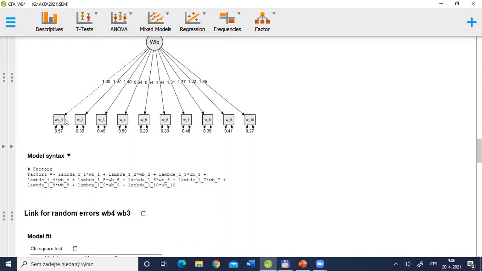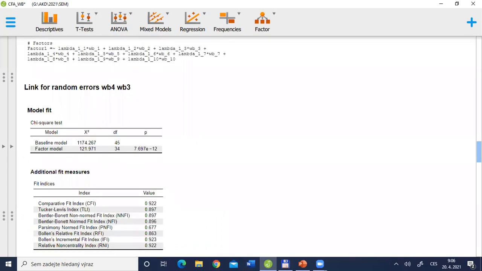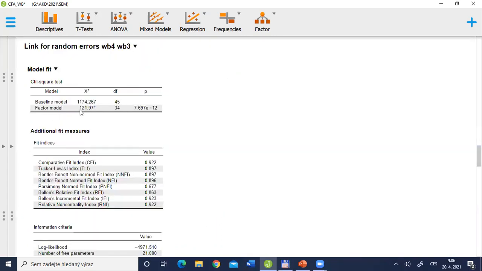So we didn't exclude any variable from my original solution, and we only added a link between these two random errors for item number 3 and item number 4. So we could start the evaluation. As it was expected, chi-square should decrease by 44 points. So the current value is 121 or 122, if I round up, 122, which is quite low in comparison with the previous value.